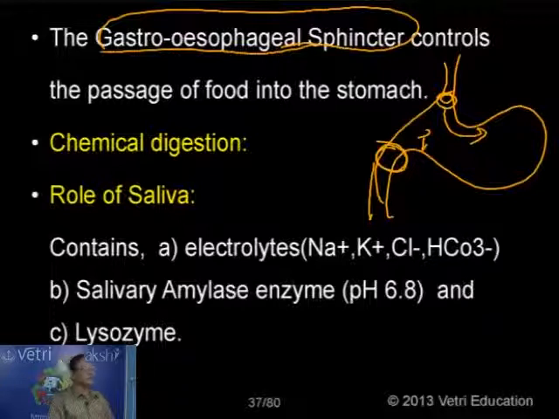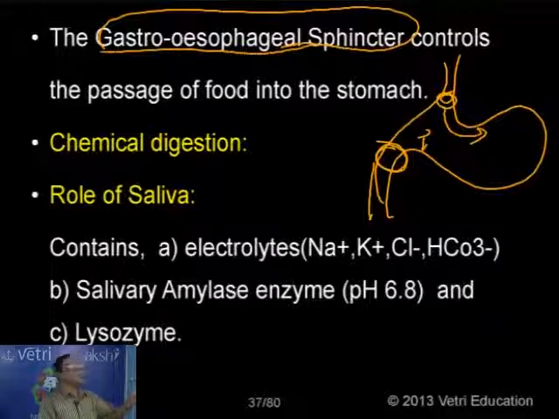There is no digestive activity either in the intestine or in the esophagus. So we have the gastroesophageal sphincter that controls the passage of food into the stomach.